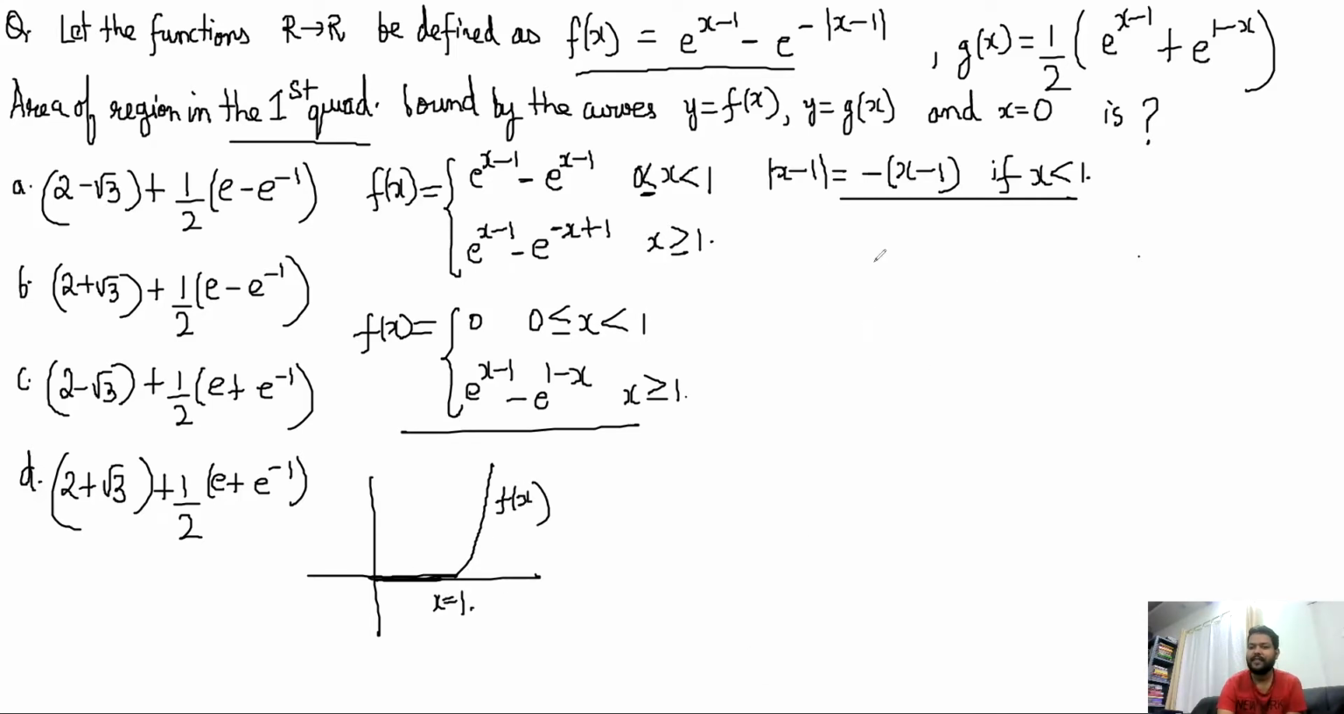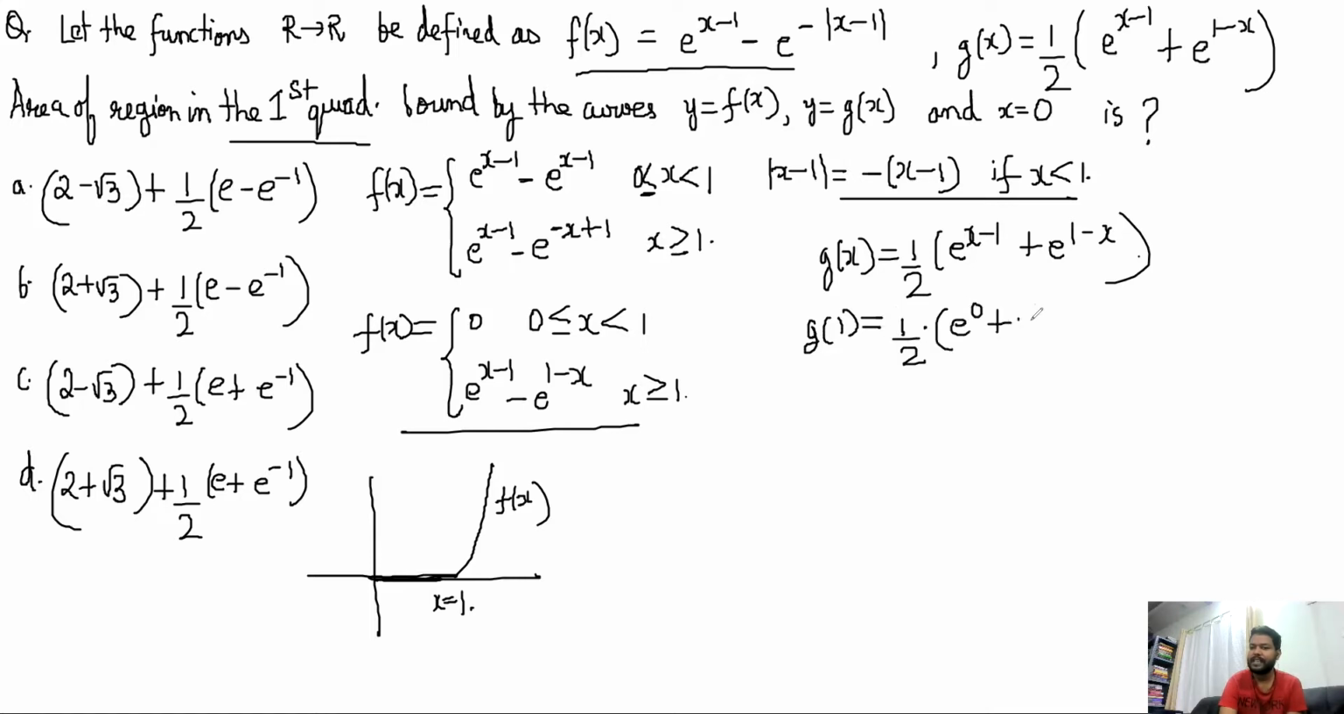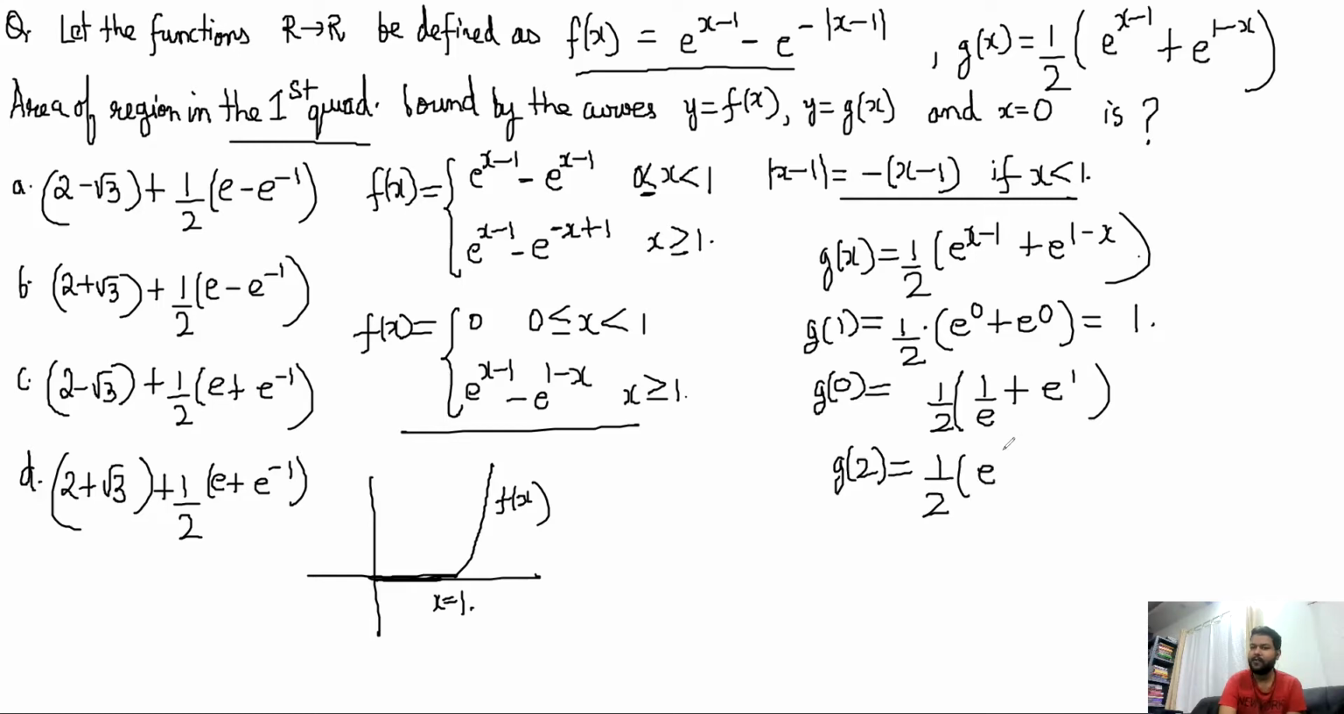Now for the g(x) graph, g(x) is half of (e^(x-1) + e^(1-x)). Notice that g(1) will be equal to half of (e^0 + e^0), which is equal to 1. And g(0) will be equal to half of (1/e + e^1), and g(2) is equal to half of (e^1 + 1/e). So g(0) and g(2) are equal, and g(1) is 1. So the g function is symmetric about x = 1.